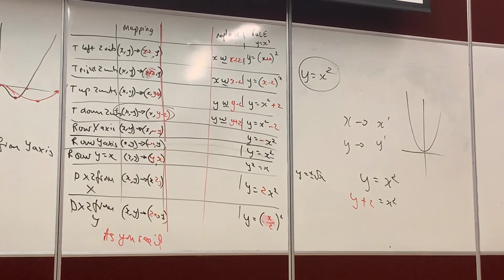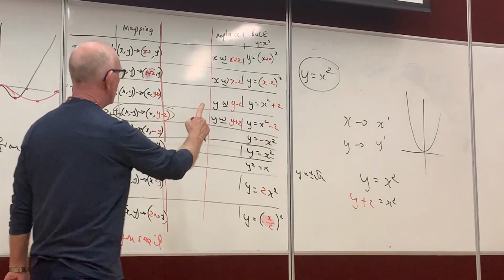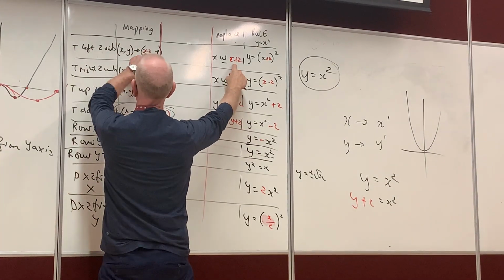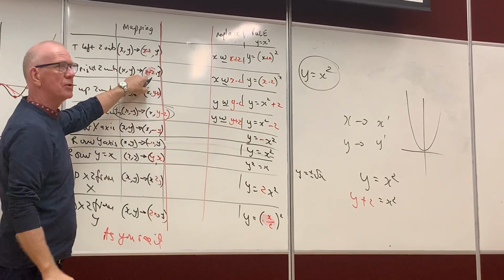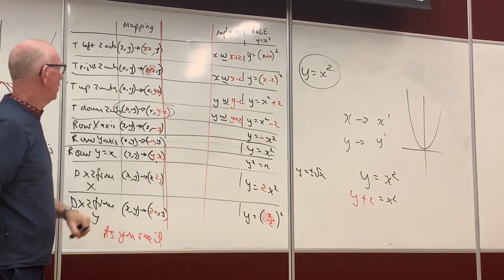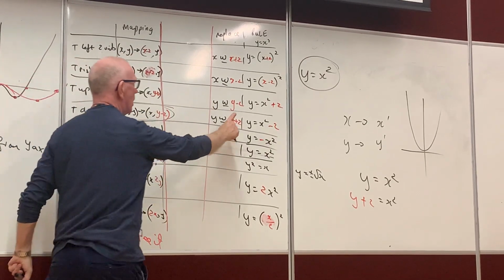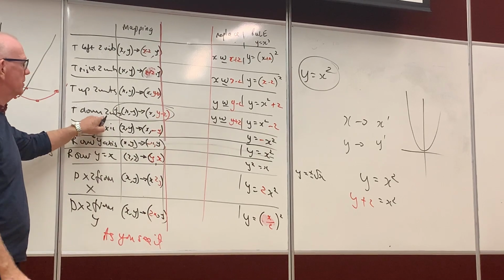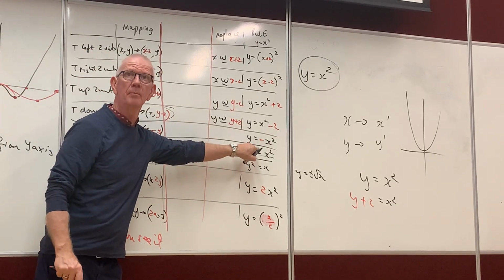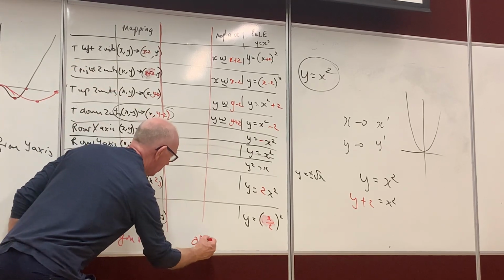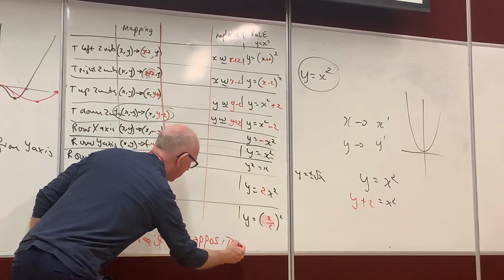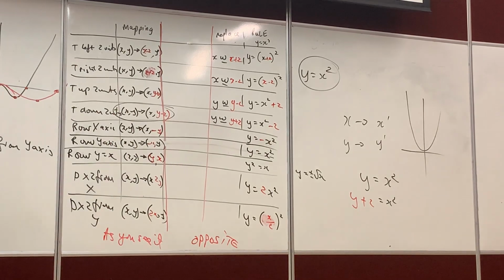Can you see an opposite happening here? So in actual fact, it's always opposite. That was left 2, x plus 2. That was right 2, replace x with x minus 2. That was going up, so replace y with y minus 2. That was going down, so replace y with y plus 2. Opposite to what you expect.